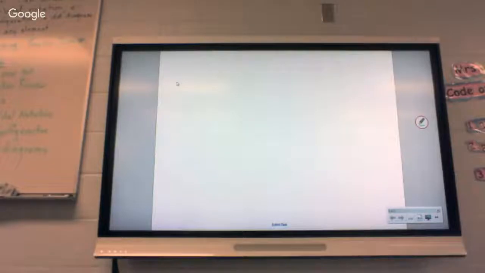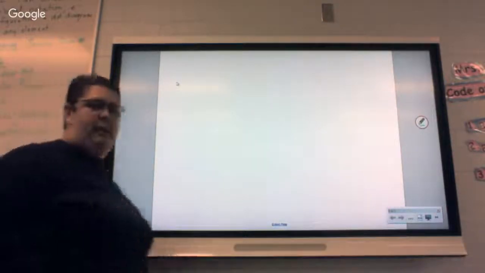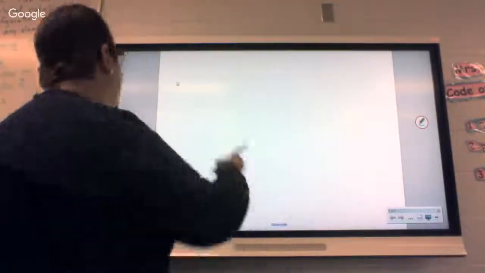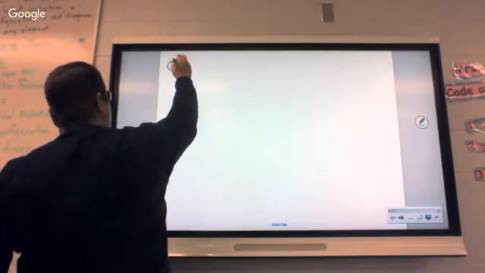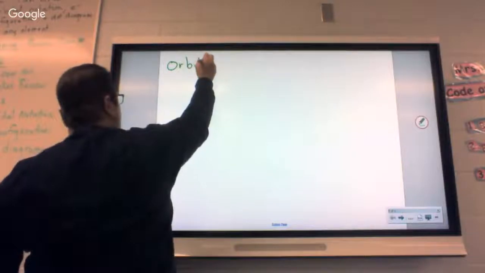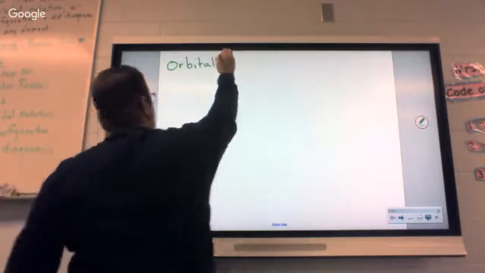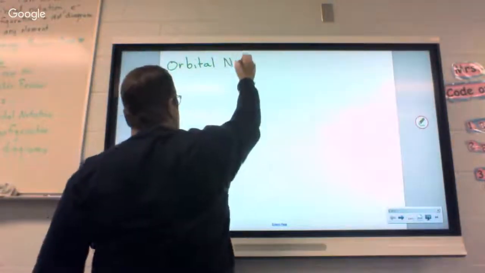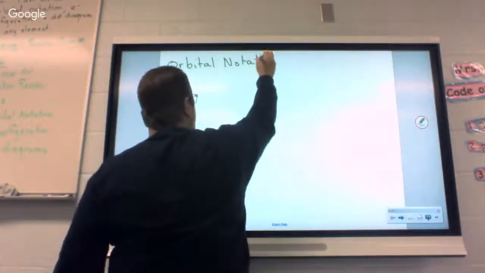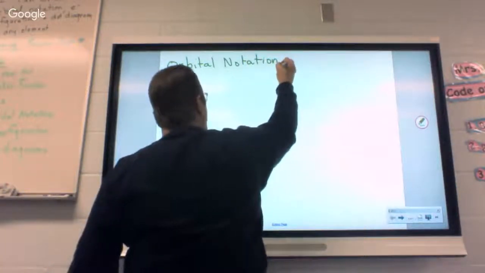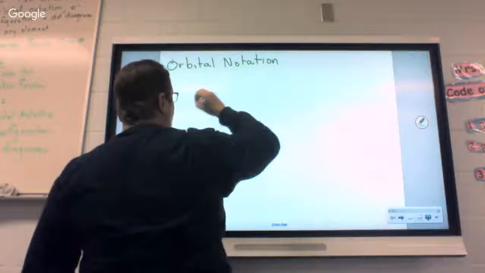All right. Now, yesterday, we were talking about orbital notation, right? So, we need to go back and straighten out where some of us were getting confused. Now, before we do that, we need to draw our chart for orbital overlap.